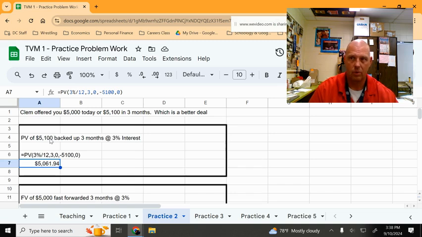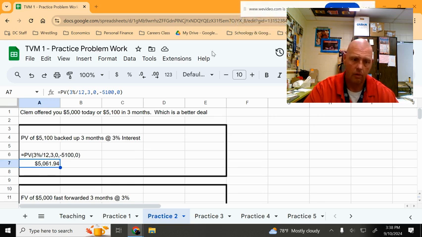You may look and go, well, I kind of like my money up front because maybe I've got a better option than 3% interest. That's not part of this problem, but it could be part of what you deal with in a real situation. Or you may go, I don't know that I can wait 3 months to get paid. I'd rather get my $5,000 now, even though it is less than what it could be, because I need the money now. So some of these factors from a personal finance situation are, I get that this is the best option, but waiting 3 months to get paid maybe isn't what I can handle. So we may take the other option, even though we know it's less money.